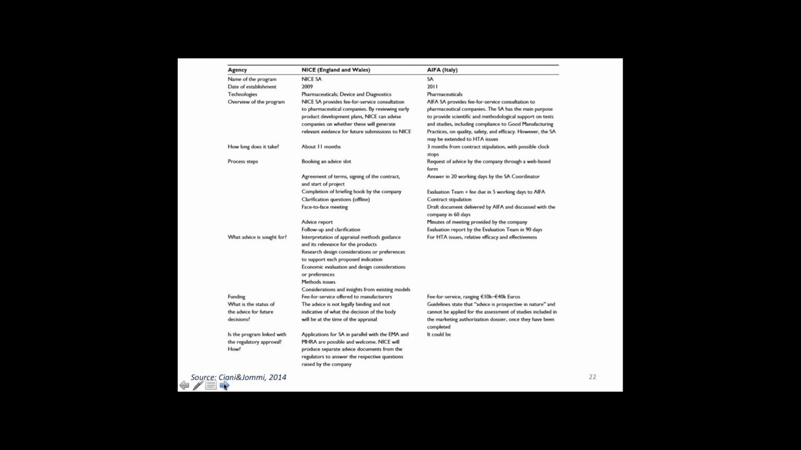In 2011, AIFA in Italy introduced the same service, which is both a regulatory and HTA advice service for companies in Italy. The agency advised, again, on what is the most appropriate comparator, the endpoints used, the acceptability of indirect comparison, and the service fees for this range between 10,000 and up to 40,000 euros.